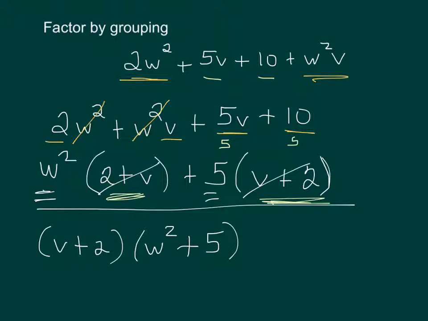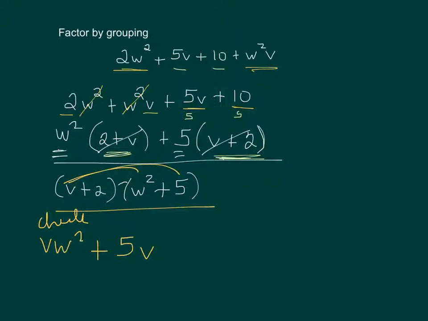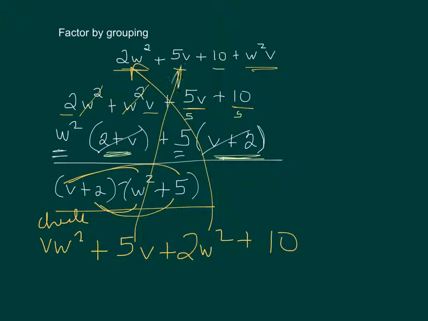And you could check this if you wanted. You could go through the trouble, again, kind of like why I like algebra so much is because I'll know if my answer's correct. I could FOIL this. I could do V times W squared, which is VW squared. So let's say this is my check. Very messily that says check. I can do V times 5, which would be 5V. I can do 2 times W squared, which would be 2W squared, and 2 times 5, which would be 10. So as you can see, these all match, and I ended up with what I started with.